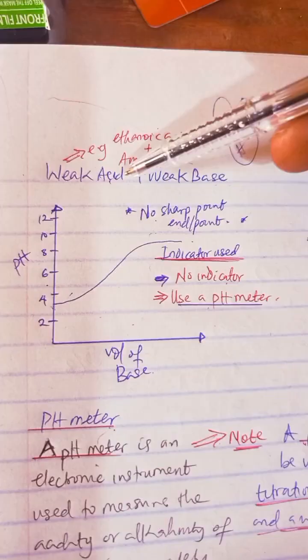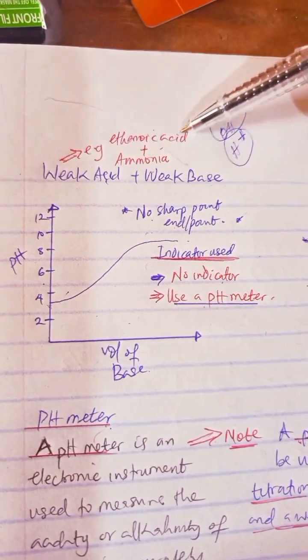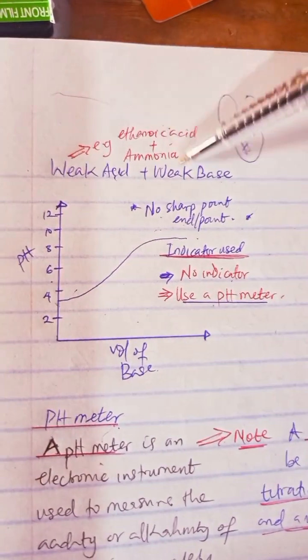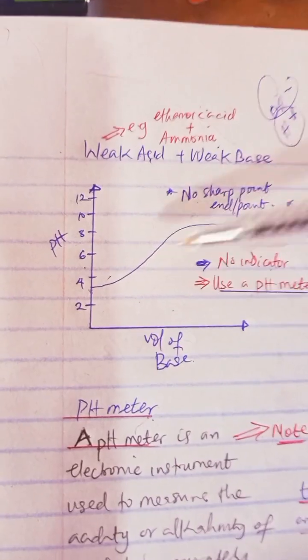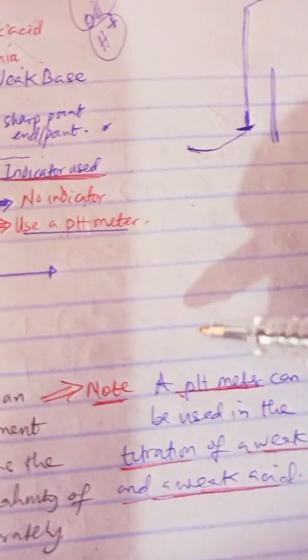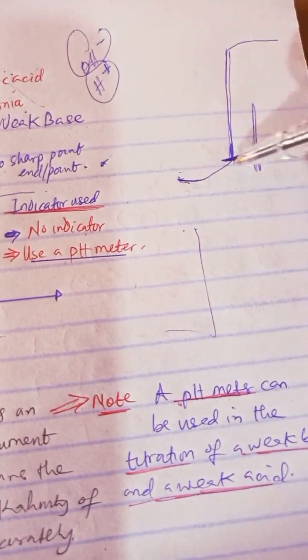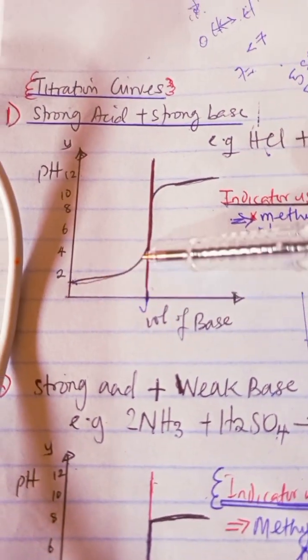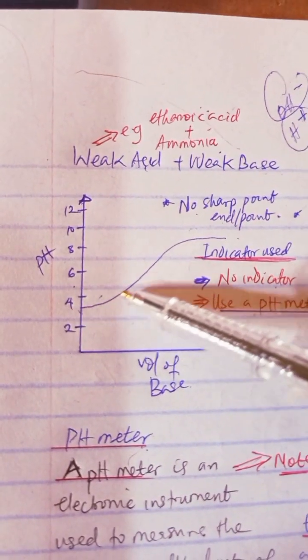So, a weak acid and a weak base. The example is ethanoic acid plus ammonia. Ethanoic acid is a weak acid, ammonia is a weak base. So if you titrate the two of them, the graph will be flat like this. There will be no sharp points. You will not see anything fly up like this. There will be no spike. It will just be flat like this.